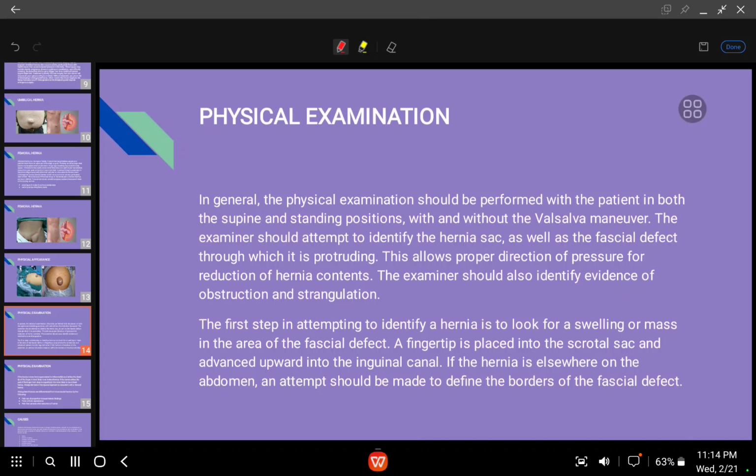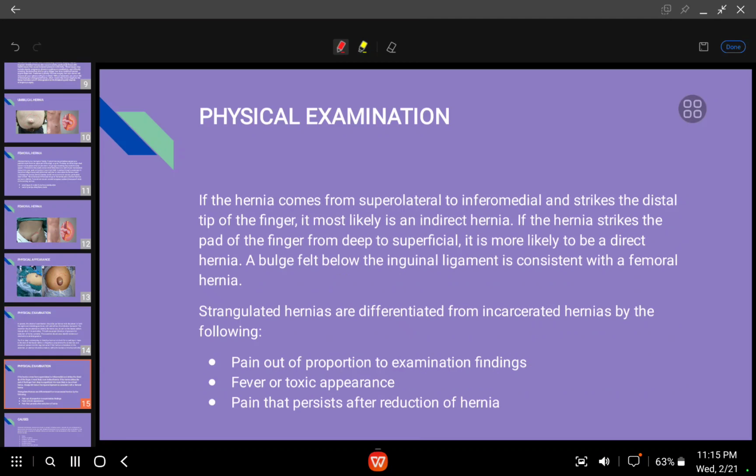The first step in attempting to identify a hernia is to look for a swelling or mass in the area of the fascial defect. A fingertip is placed into the scrotal sac and advanced upward into the inguinal canal. If the hernia is elsewhere on the abdomen, an attempt should be made to define the borders of the fascial defect. So, if the hernia comes from superior lateral to inferior medial and strikes the distal tip of the finger, it is most likely an indirect hernia. If the hernia strikes the pad of the finger from deep to superficial, it is more likely to be a direct hernia. A bulge felt below the inguinal ligament is consistent with a femoral hernia.